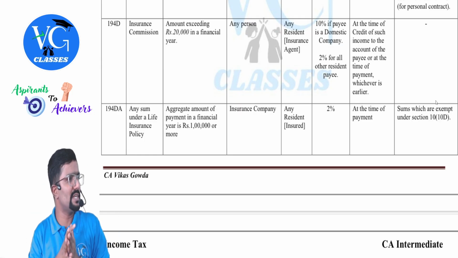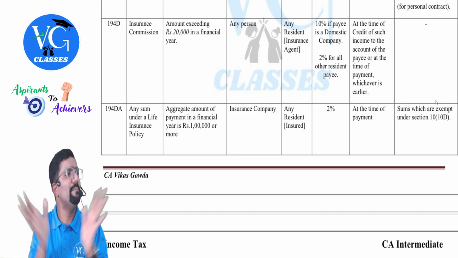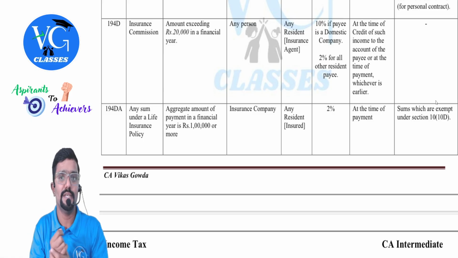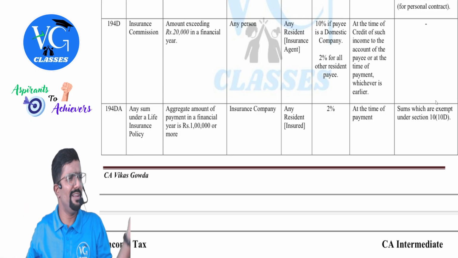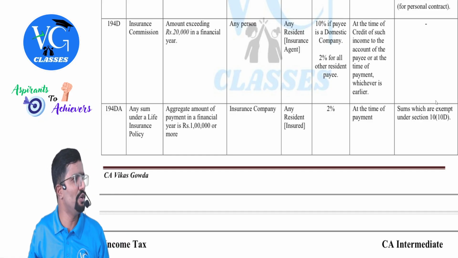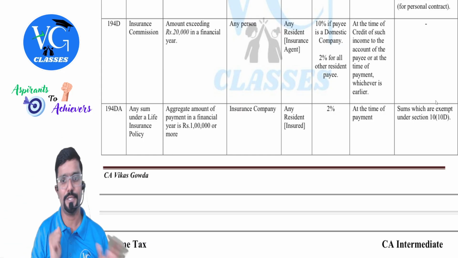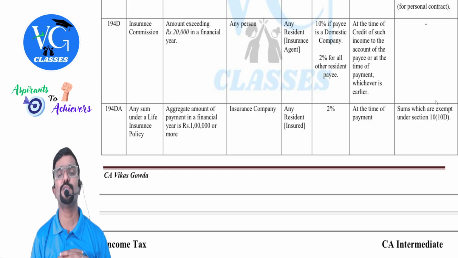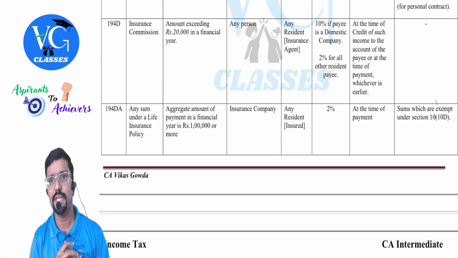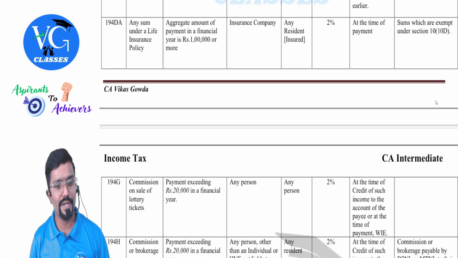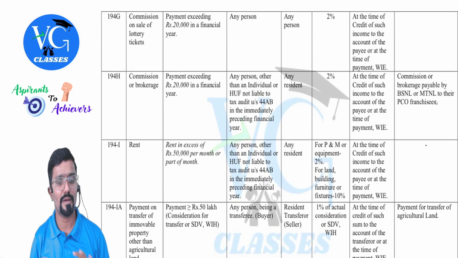If the agent is a domestic company, many people will set up an agency company. So if the agent is a domestic company, 10%. If it is any other person like an individual, many of your family members will be practicing as individuals, as an agent. In that case, how much TDS has to be deducted? 2%. When TDS has to be deducted, sir? At the time of credit or at the time of payment, whichever is earlier.